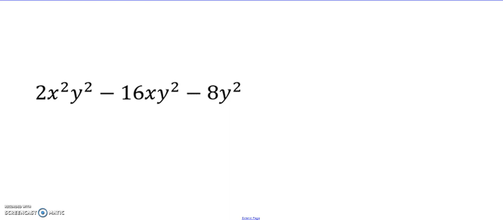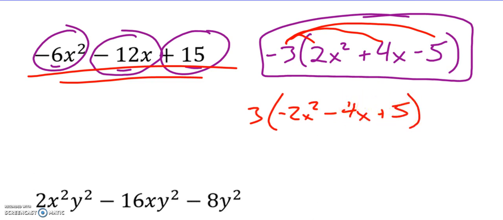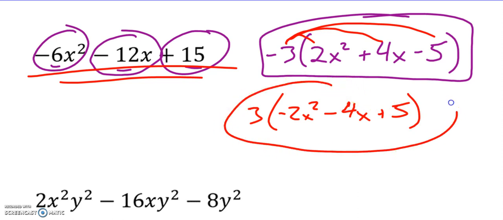Oh, and I probably should have mentioned on this last one, the other answer you could have had is if you just took out a regular 3, the only difference is your signs would stay the same as how we started out. So plus 5 here. So these are both acceptable answers for that one.